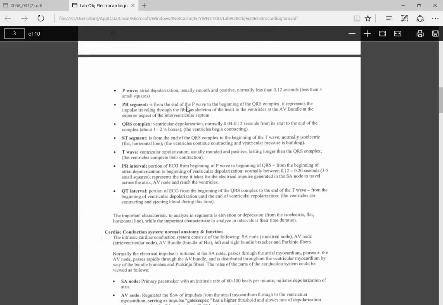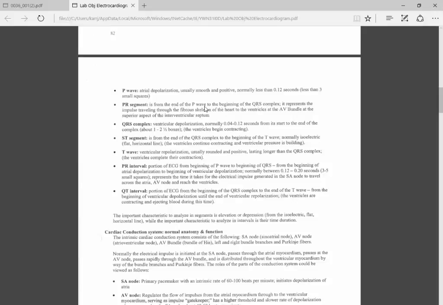So from the end of that P wave to the beginning of the QRS, that means the impulse is traveling from the atria, from the SA node where it starts, to the AV bundle. So if you remember where the AV bundle is, that's the bundle of His right at the top of the interventricular septum. So now we're getting ready to contract. So we can measure that distance of that PR segment.